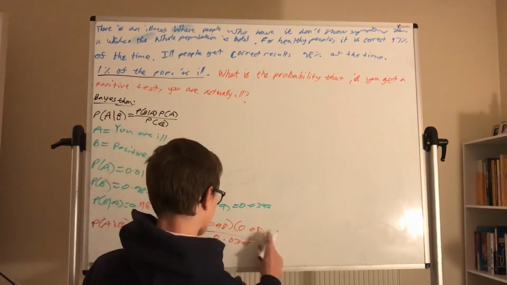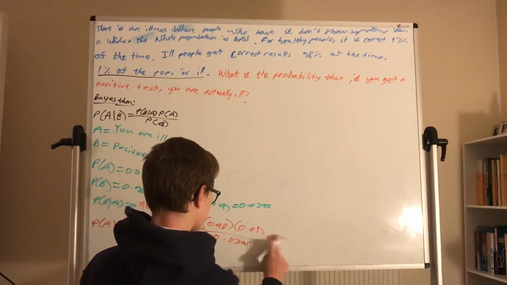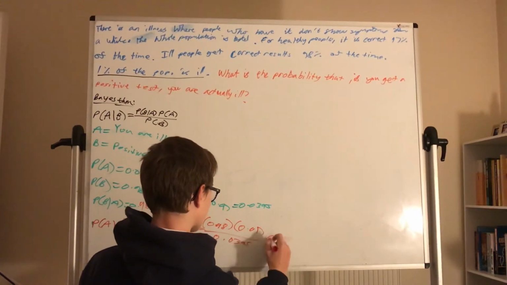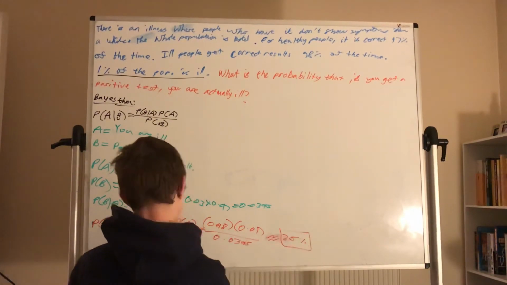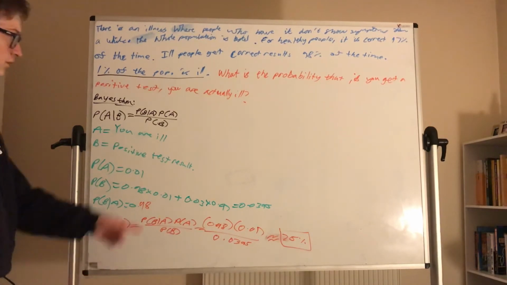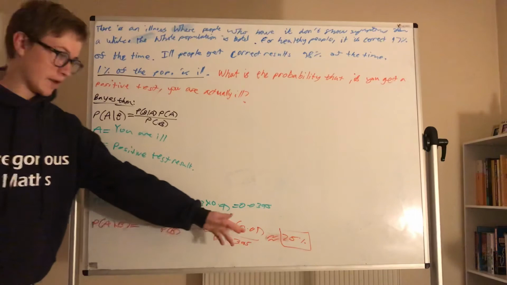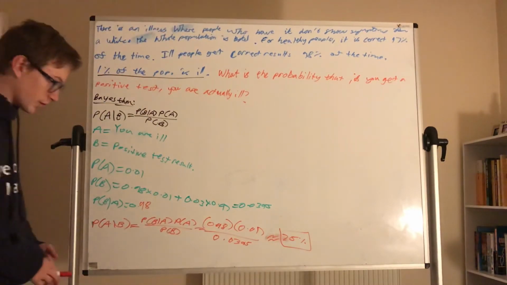And this will come out to be 24.8 something something. This is approximately 25%. Now that is very, very counterintuitive, because surely it should be something really high, like, I don't know, 90% or even 80%.